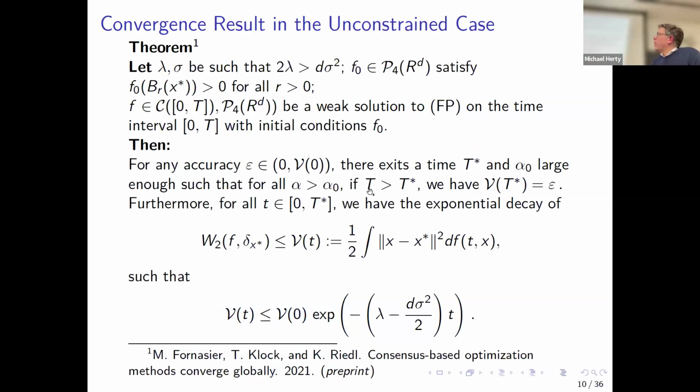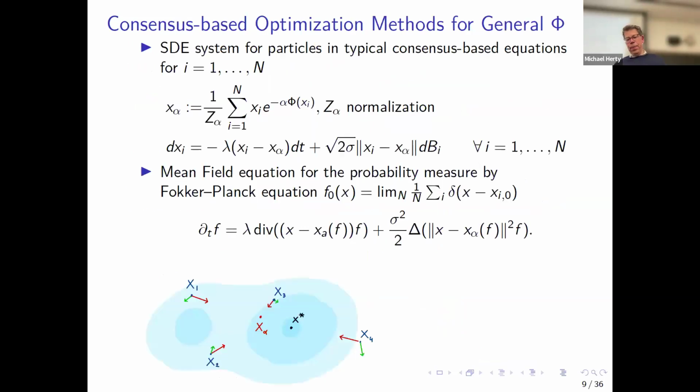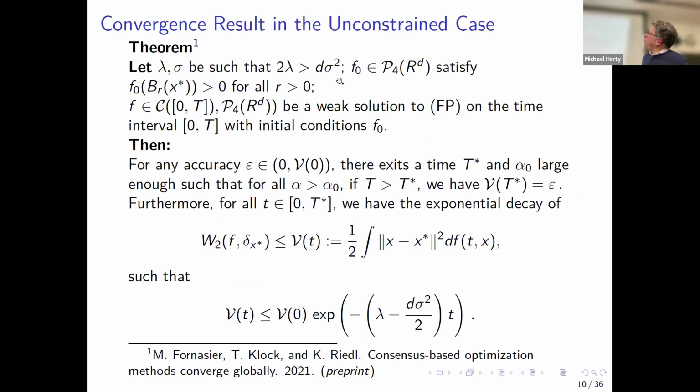And the question is, what are the assumptions you need? What is interesting from an implementational point of view is this condition. So you see that the drift has to be stronger than the diffusion. Now there are two choices. This is the simplest choice for which there's a full proof. If you take the norm of x minus x alpha squared, then you see that in the diffusion, you need the dimension of the problem.